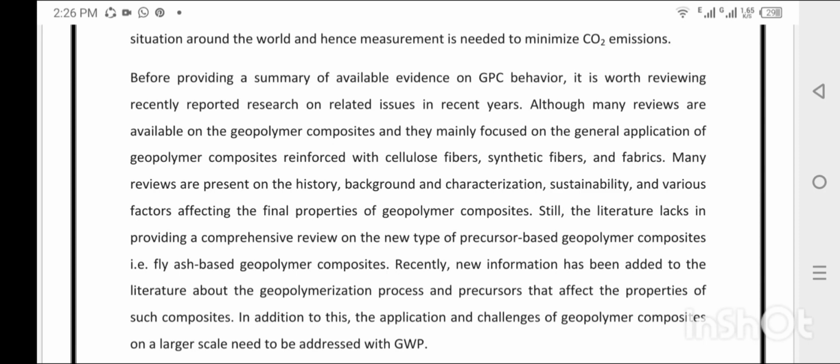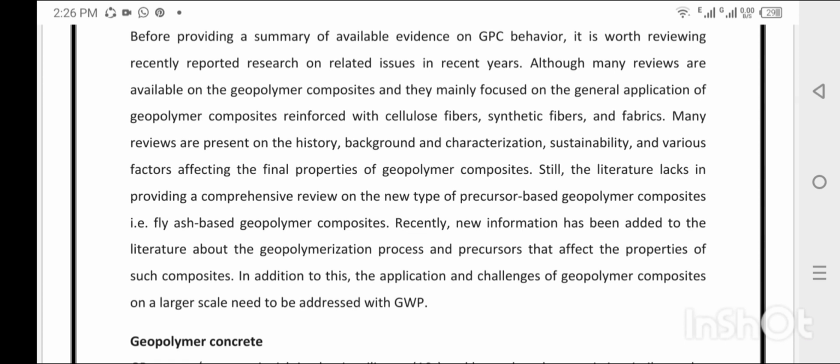Before providing a summary of available evidence on geopolymer behavior, it is worth reviewing recently reported research on related issues in recent years. Although many reviews are available on geopolymer composites, they mainly focused on the general application of geopolymer composites reinforced with cellulose fiber, synthetic fiber, and fabrics.